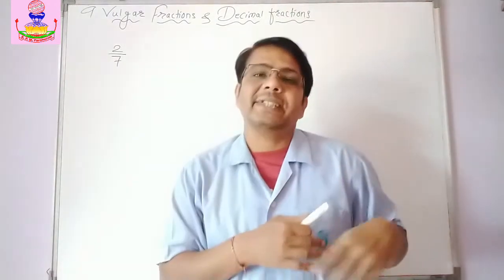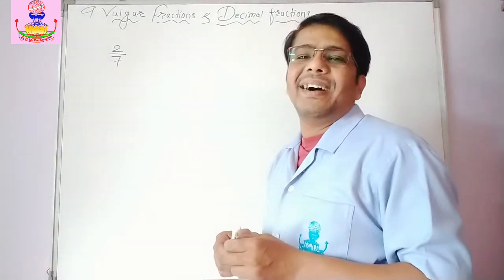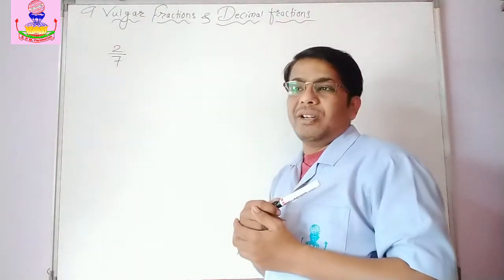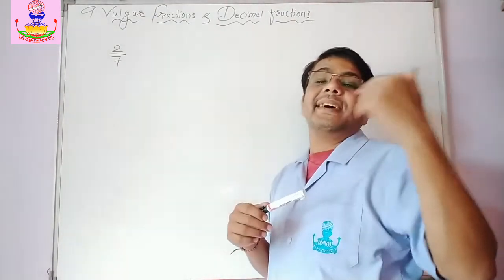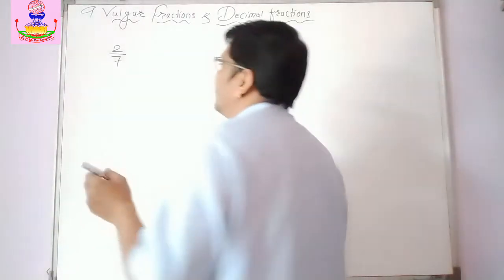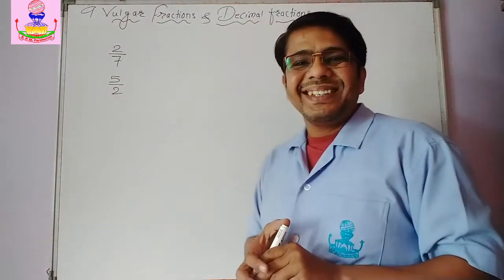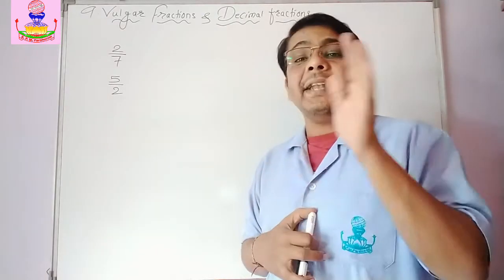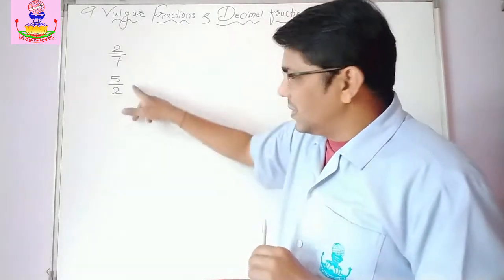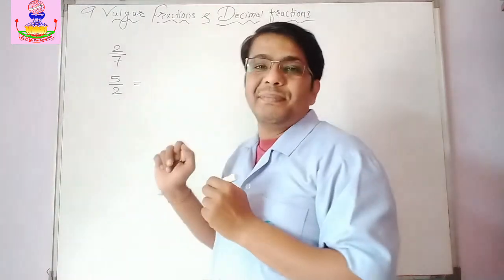Then improper fractions. So what are improper fractions? When the denominator is smaller than the numerator, or the numerator is greater than the denominator, then that fraction is called an improper fraction. For example, 5 upon 2. And improper fractions can be expressed as mixed fractions. For example, this improper fraction, I can express it as a mixed fraction.